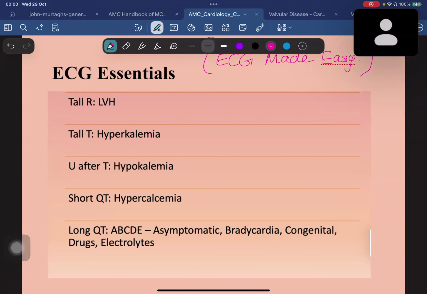ECG essentials: tall R waves, which you can see in left ventricular hypertrophy, and tall T waves in hyperkalemia. You can see U waves after T waves in hypokalemia. And there's another thing that maybe I have missed writing: there's T inversion in hypokalemia as well, and short QT in hyperkalemia. And also you could see short QT in digoxin toxicity. Something probably I forgot to type.